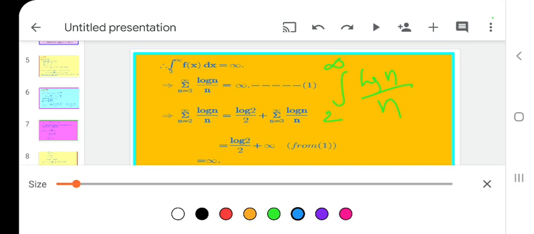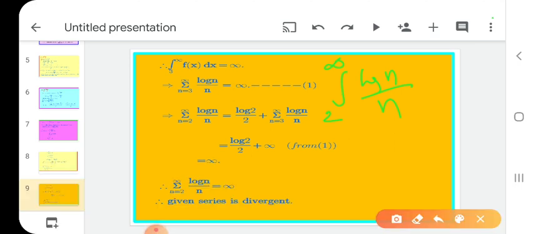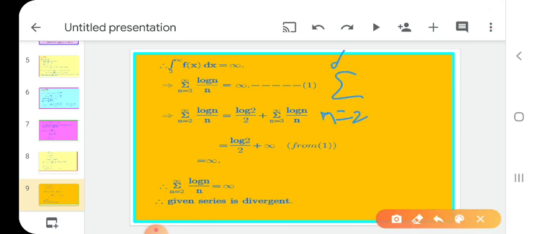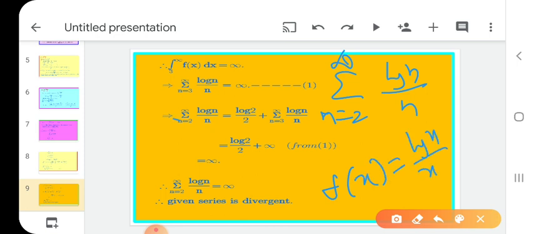Okay. Our series is summation n equals 2 to infinity log n by n. First we find whether it has all non-negative terms or not. Clearly, log x by x always has non-negative terms. Okay, next one: is it increasing or decreasing? For that we take f of x equals log x by x. After that we find f dash x by differentiating. We get f dash x is less than or equal to 0. That means decreasing, we write.